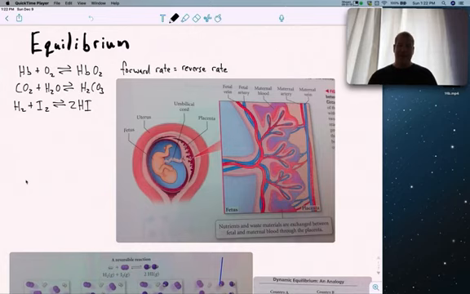Likewise, chemical reactions, even though it looks like everything's balanced, it turns out that on the molecular and atomic level, it's teeming with activity. So let's look at an equilibrium here. Hemoglobin plus oxygen makes oxygenated hemoglobin, and the forward rate equals the reverse rate.